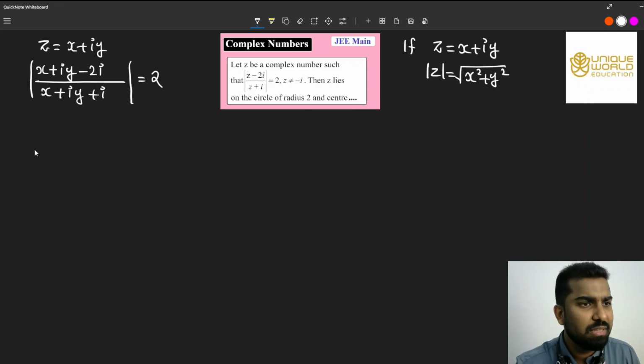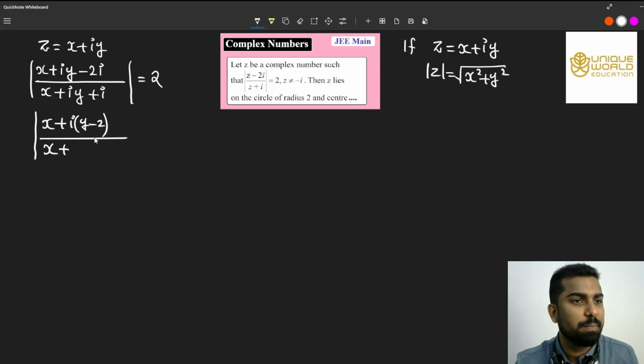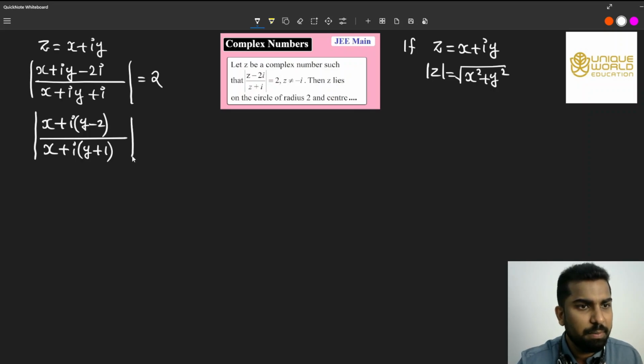Before that, I am going to simplify this expression. x plus iy minus 2i can be written as x plus i into (y minus 2), divided by, taking i common from the second and third terms, x plus i into (y plus 1), separating the real and imaginary parts. That will be equal to 2.